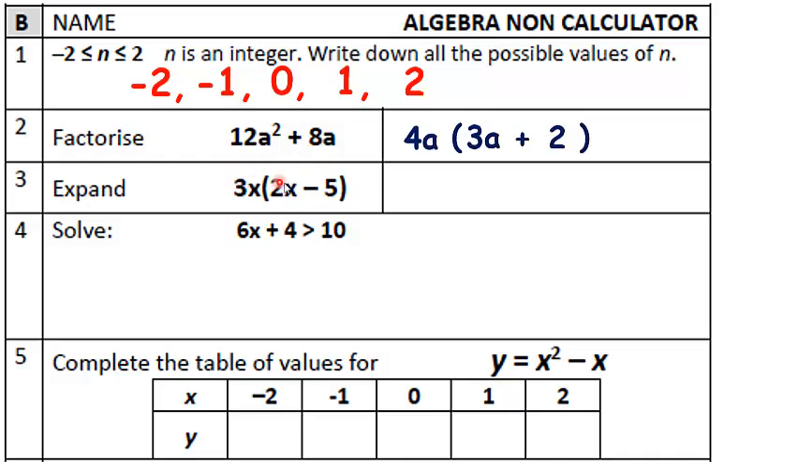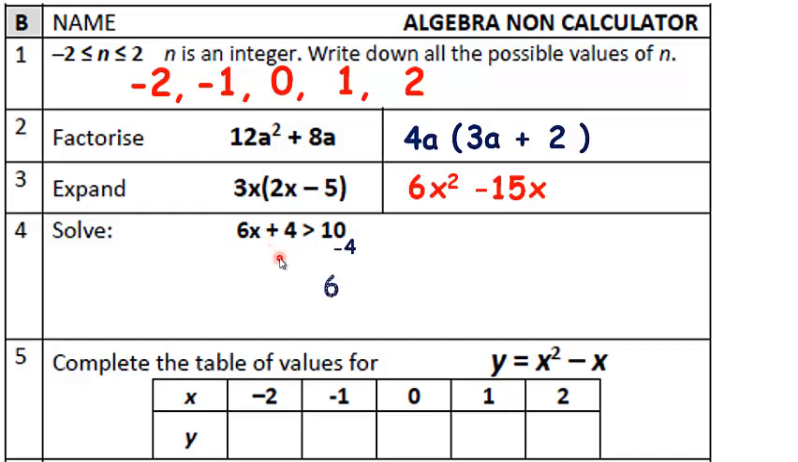Expand means to multiply everything inside the bracket by the number outside. So 3x times 2x: 3 times 2 is 6, x times x is x squared, so 6x squared. 3x times 5, well, it's going to be minus there, but 3 times 5 is 15, so 15x. That's it, straightforward.